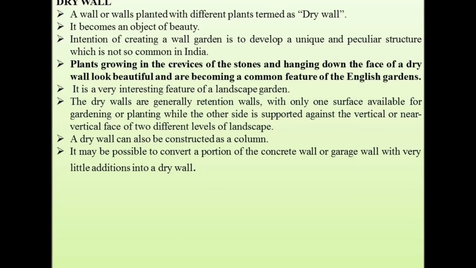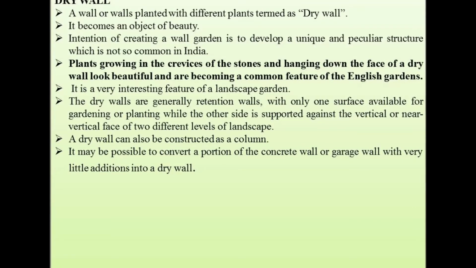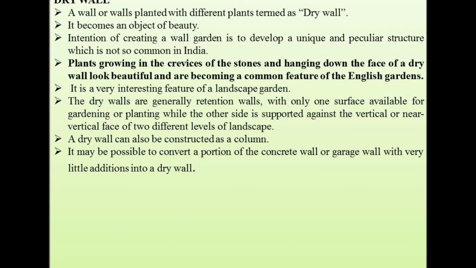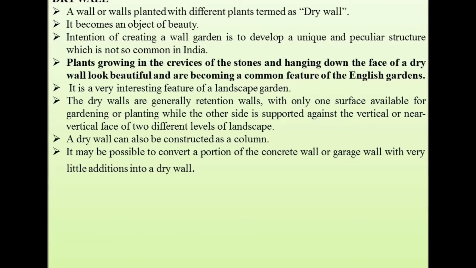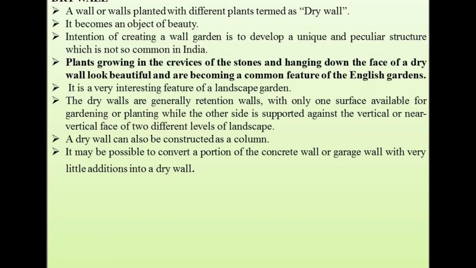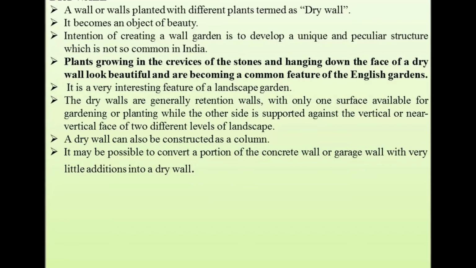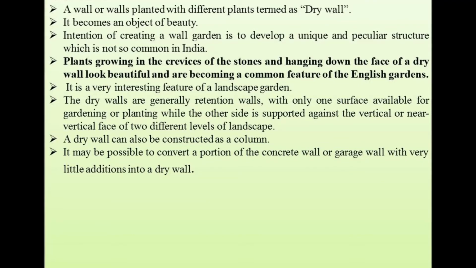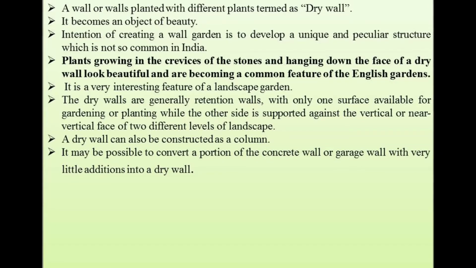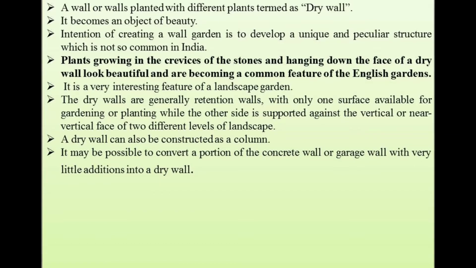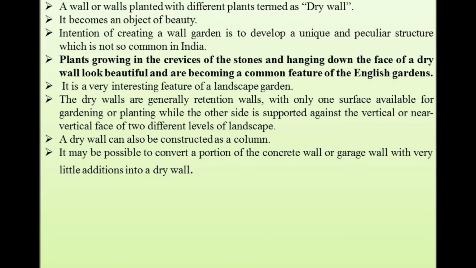The intention of creating a wall garden is to develop a unique and peculiar structure, which is not common in the Indian type of garden. In this method, plants are growing in the crevices of stone. Generally, first, the wall is constructed using dry stones, and plants are growing in the crevices of the stone. That means the space between two stones. This space is called crevices, and plants are growing in the crevices of the stone.